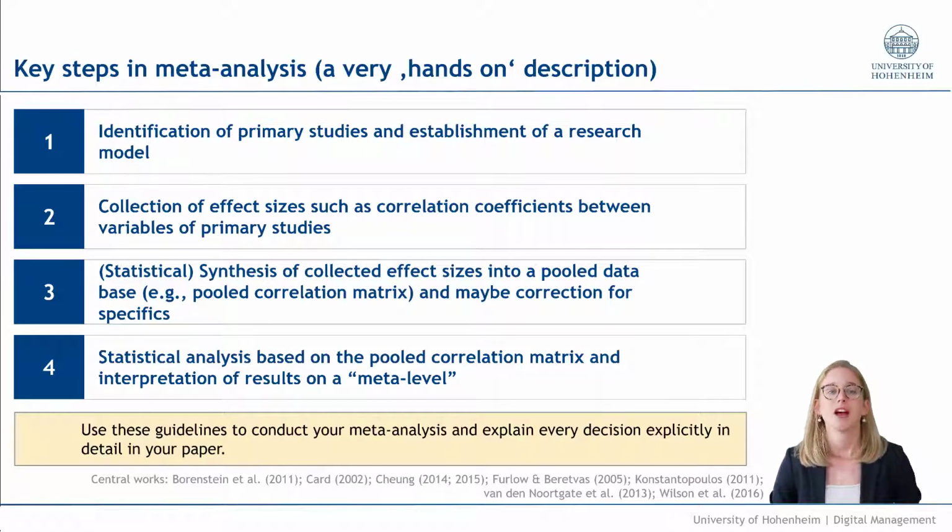Third, you have to statistically synthesize these collected effect sizes into a pooled database. Such pooled databases are called pooled correlation matrix in case of correlation coefficients as effect sizes. And you may correct each effect size for specifics, so for study characteristics, for example.